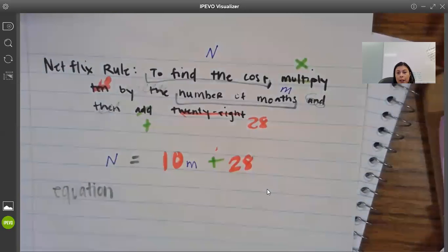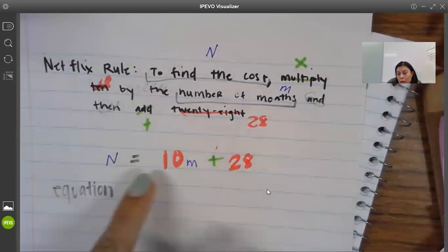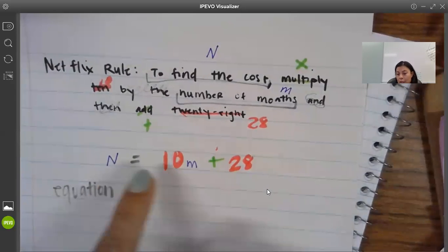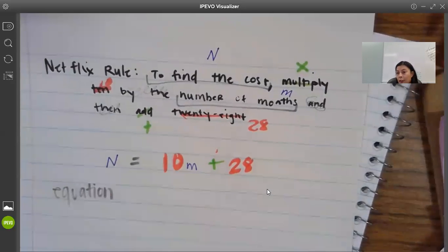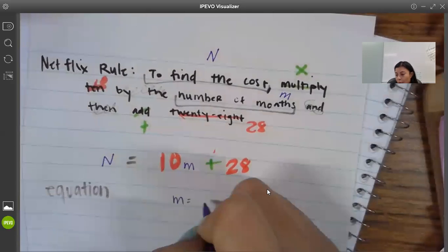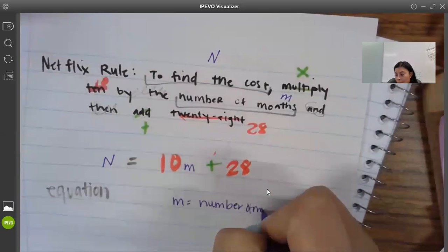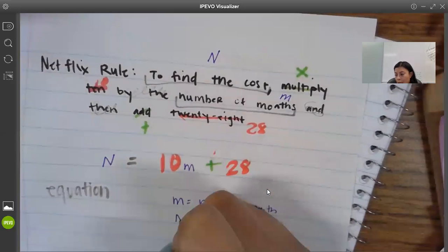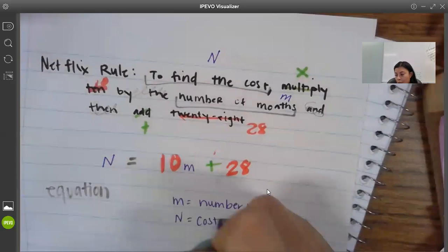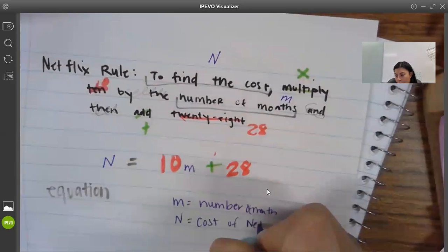It tells us how to find, for any number of months, the cost that would be associated with that number of months for Netflix. What's very, very important is that I have to write what this represents. M stands for the number of months. N stands for the cost of Netflix. I have to put that.